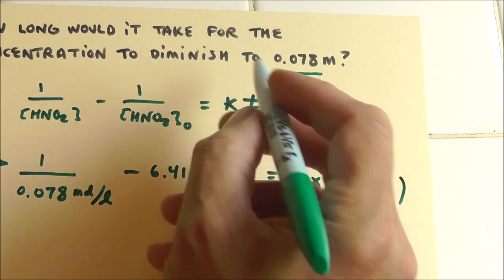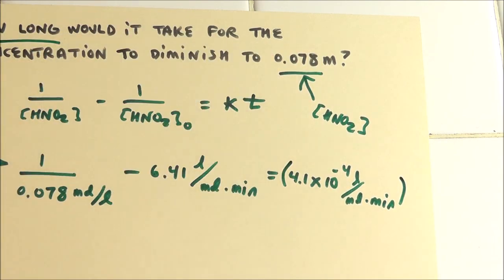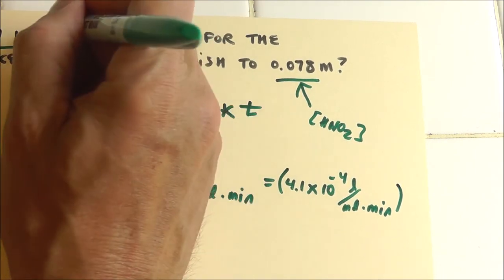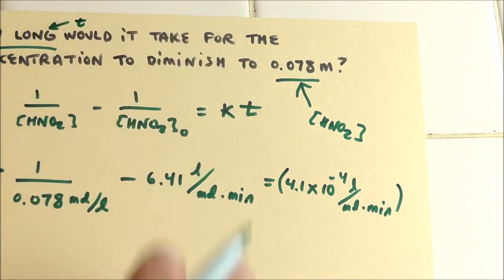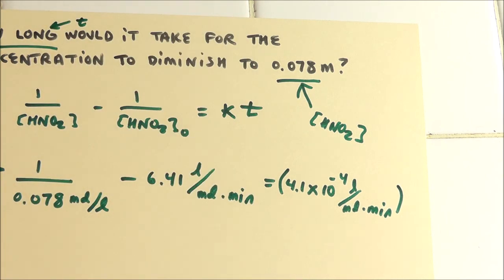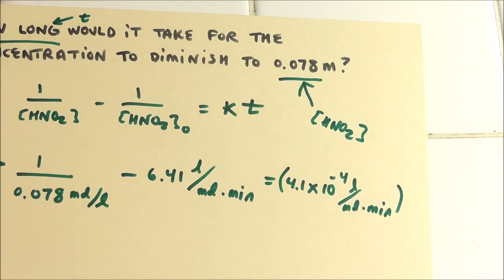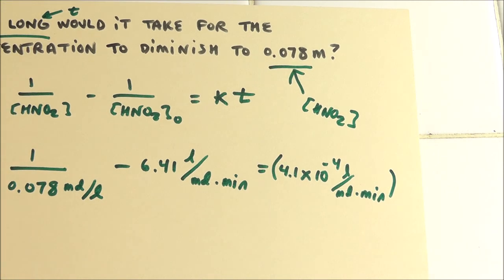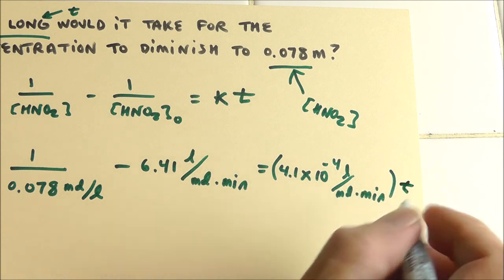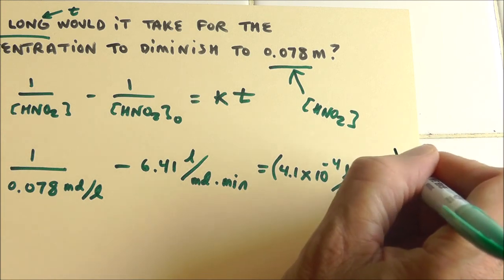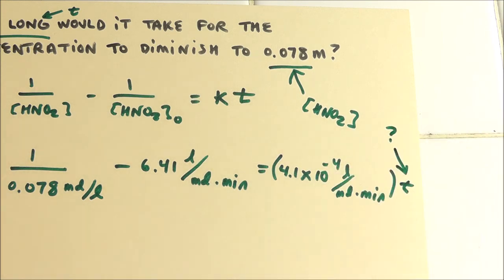And what's missing? How long? T. So you see, you got to really read this and say, what do you want, problem? Right? What would the concentration be? That's the concentration part of the equation. This time they're saying how long. That's the time part of the equation. And so we're solving for T in this problem, folks. And so that's the whole goal of this.